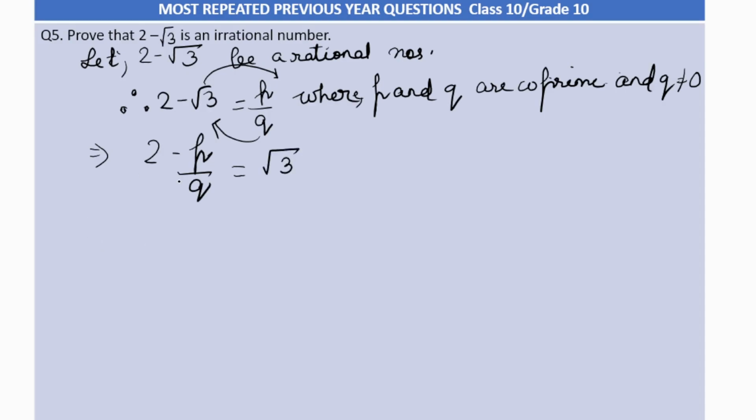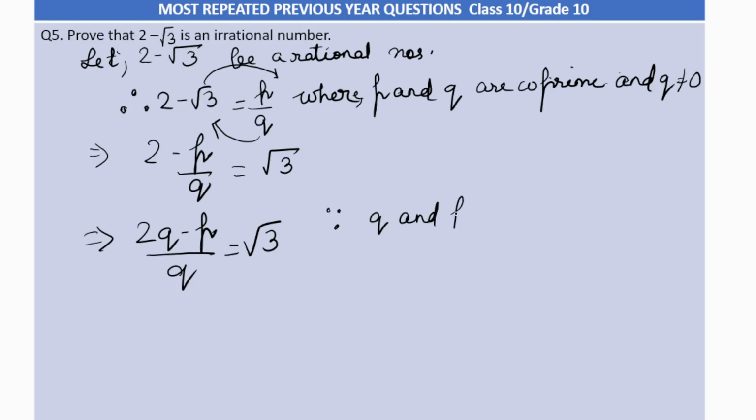Right? So now I will do the addition of 2 and this minus p by q. What will it be written as? 2q minus p by q is equal to root 3. Now we know, since 2q, q and p are themselves integers, so are rational numbers.